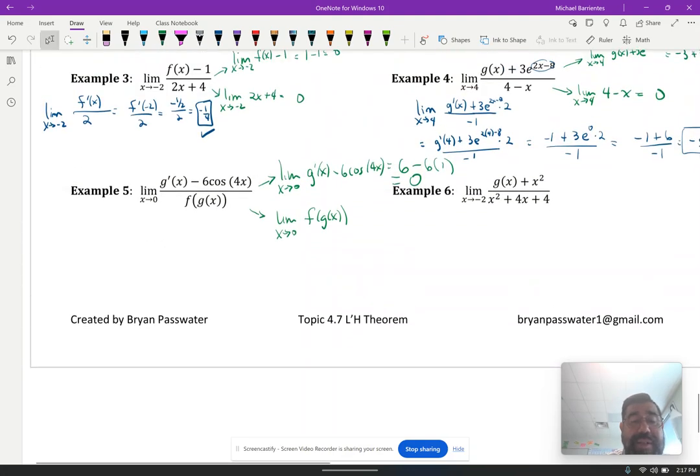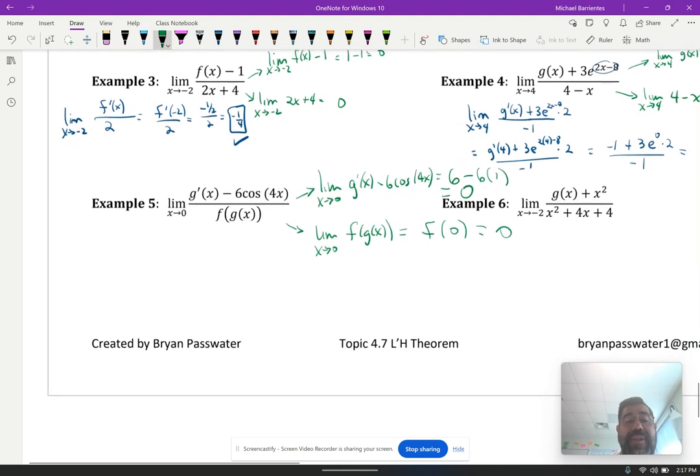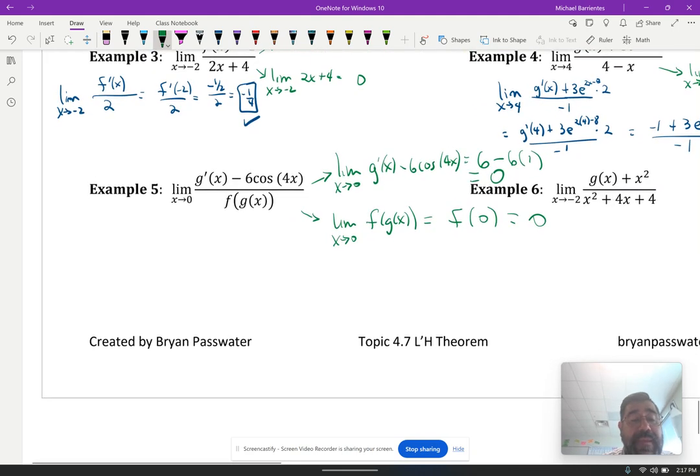What about the denominator? Well, I have to substitute 0 in for g, and when I plug it in for g, g of 0 is 0. So then this is going to be f of 0, and f of 0 is 0. So yes, this does qualify for me to use L'Hopital's rule.